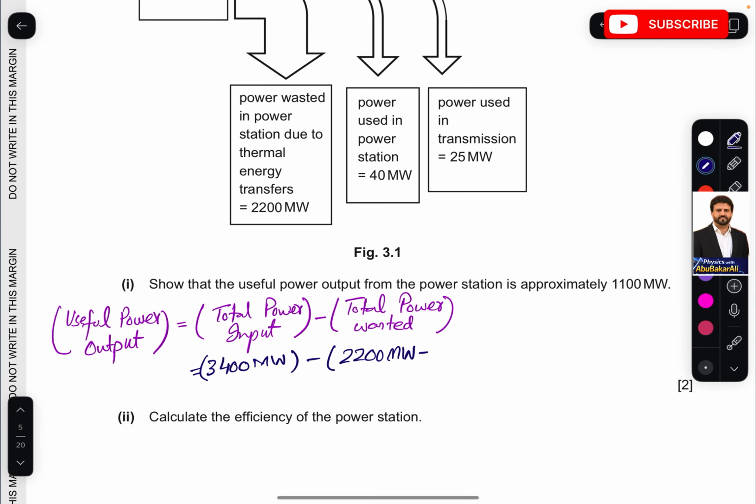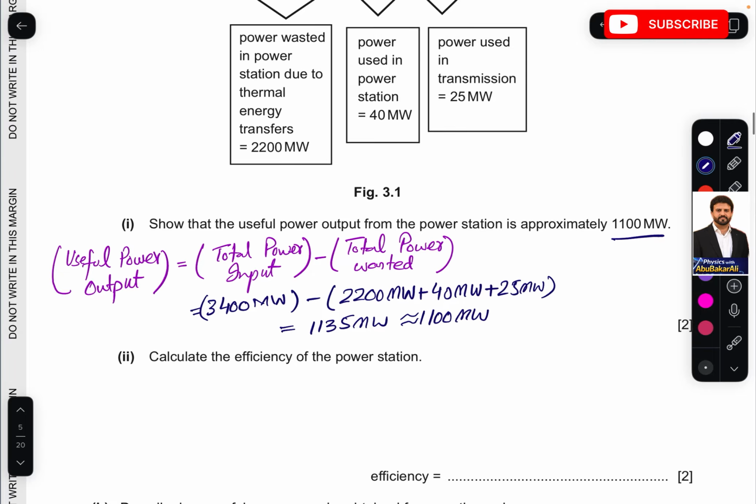Then you have 40 megawatt. Then you have 25 megawatt. Okay, so doing the calculation, you will get 1135 megawatt. That can be written as 1100 megawatt. That is what you have to prove.